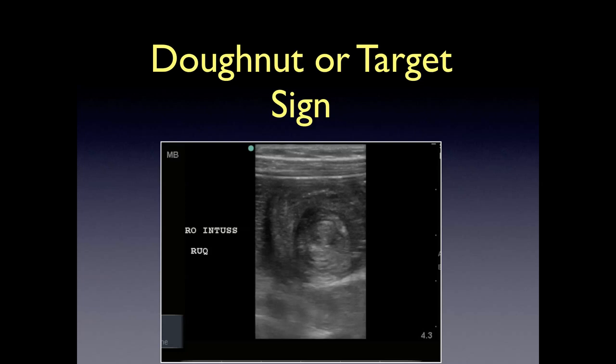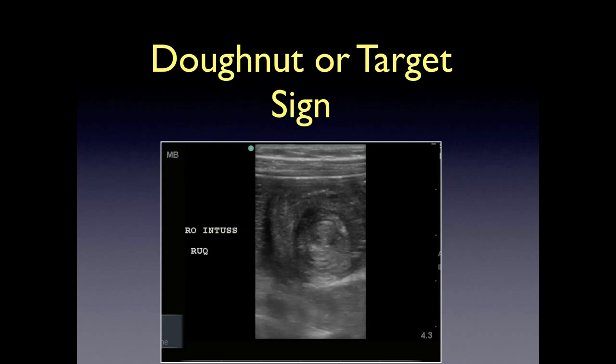Recognizing this image pattern is the key to making the diagnosis of intussusception on ultrasound. And if you can remember one slide and one image from this lecture, this is the one I want to burn into the back of your mind in order to diagnose intussusception on ultrasound.